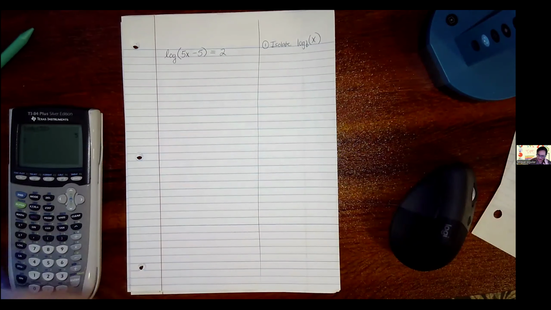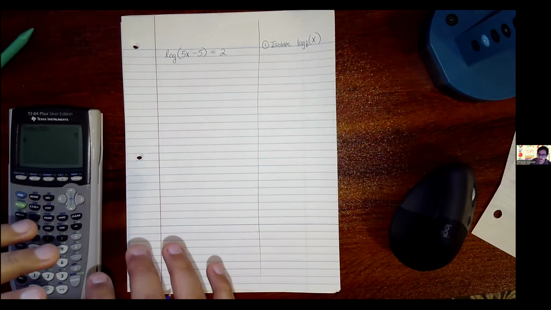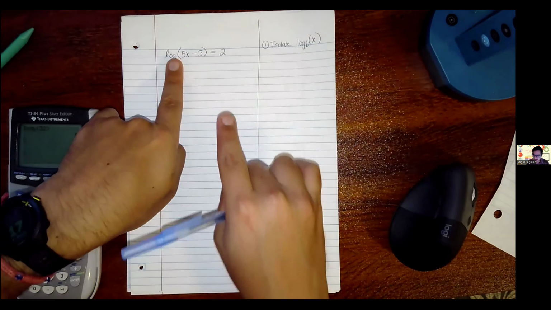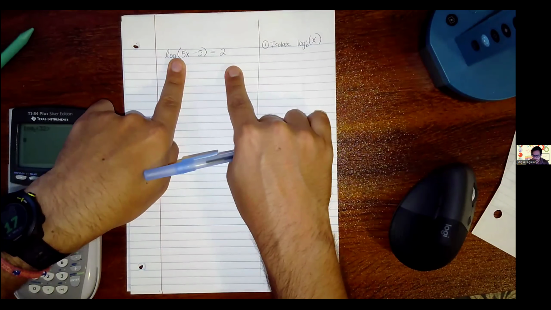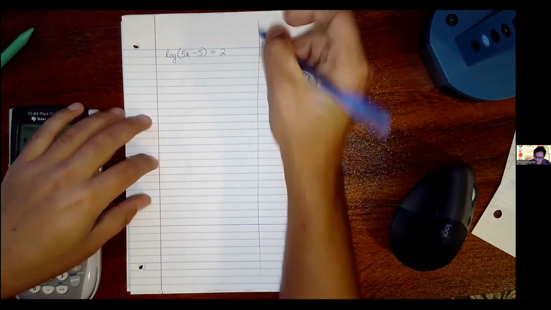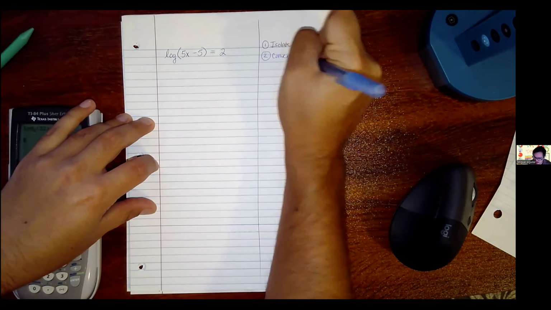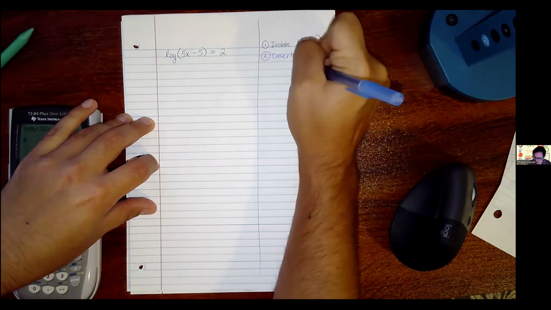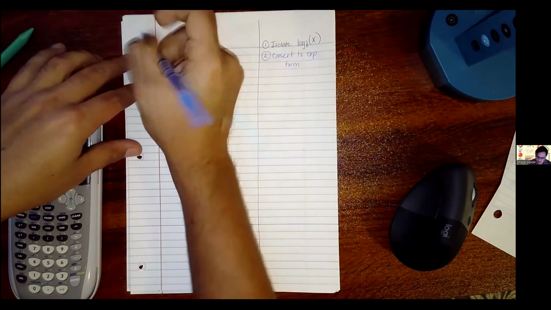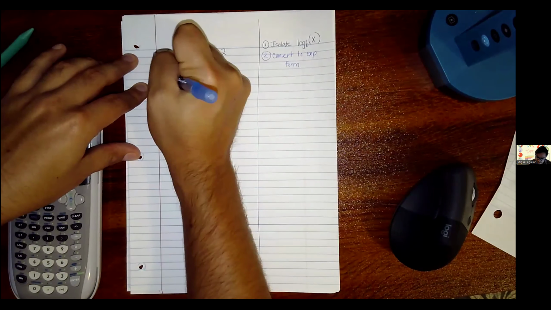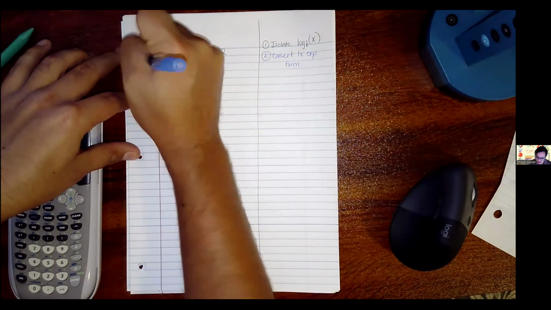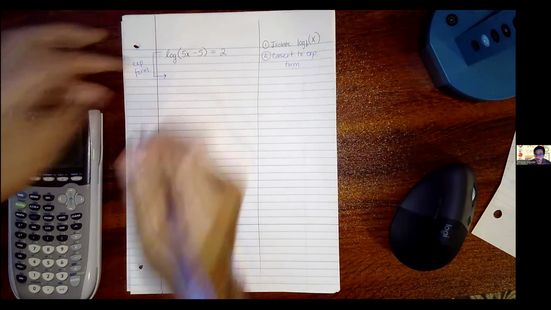Okay. So that means I cannot use the one-to-one property because the one-to-one property says I need a log on both sides, right? Instead, if I only have one log, I'm just going to convert to exponential form. So I'm going to draw a little arrow over here and say I need to switch this to exponential form.